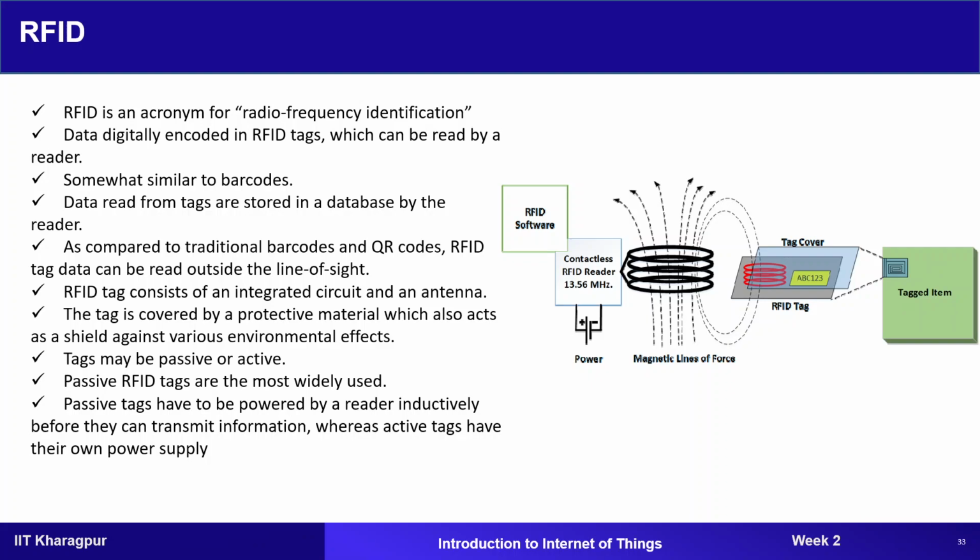Basically your tags may be passive or active. So in case of your passive RFID tag, which are mostly used, your passive tags are powered in order to send data. So passive tags require power. However, in case of your active tags, the need of power is not there.